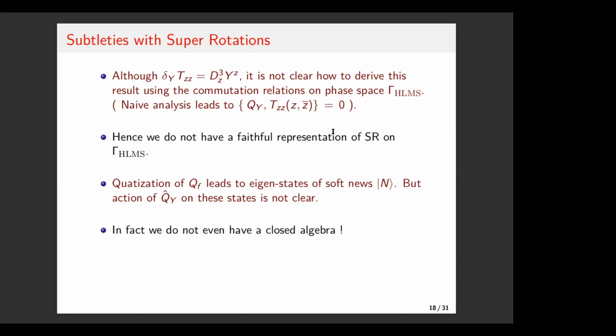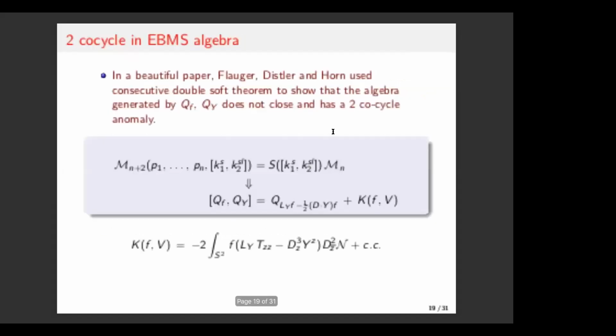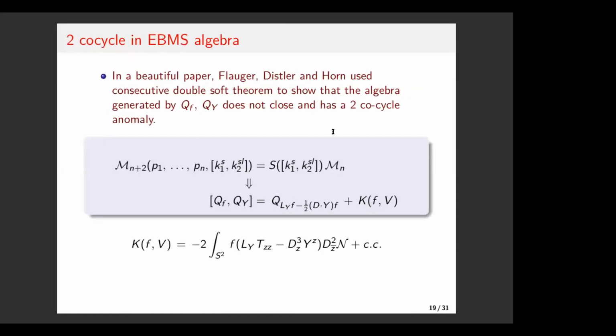But it turns out that there is a much more serious problem, that we do not even have a closed algebra. And this was, I think, very beautifully explained in this paper by Distler, Flauger, and Horn, who really used just the consecutive soft theorems at tree level to show that if you look at the algebra generated by the super translation charge and the simplest possible prescription for the superrotation charge, then it does not close, and it has what we call a two-cocycle anomaly.